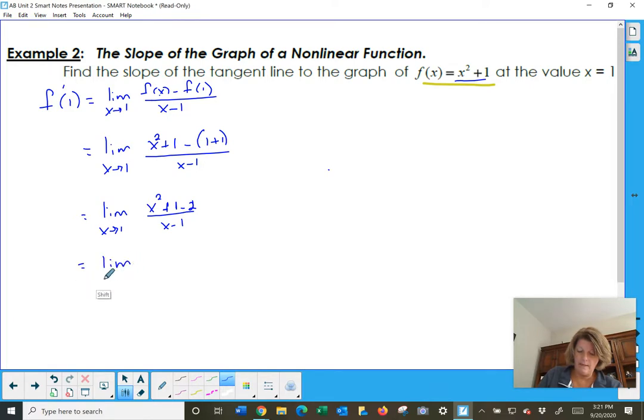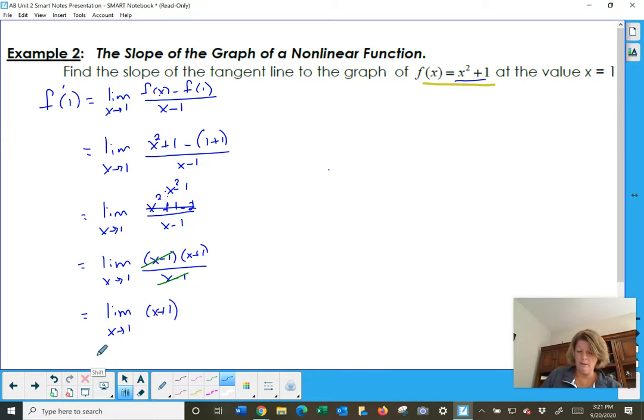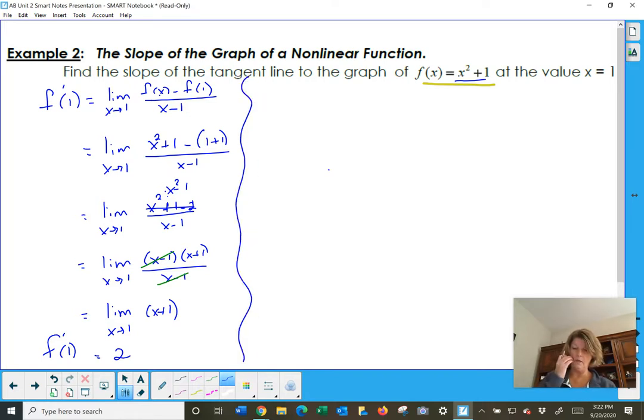The limit as x goes to 1 of x squared minus 1. I'm just going to write (x minus 1)(x plus 1), the difference of squares. Maybe up here I'll go x squared minus 1. Over x minus 1, we get that factor to cancel, and the limit as x approaches 1 of x plus 1 turns out to be 2. In other words, my derivative, my instantaneous velocity at x equals 1 is 2. I don't think there's much else to say there. It's the slope of the tangent line.